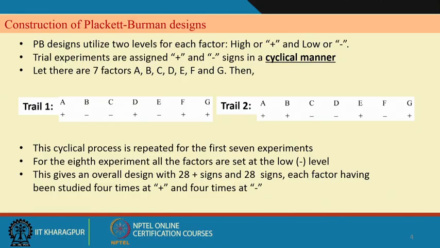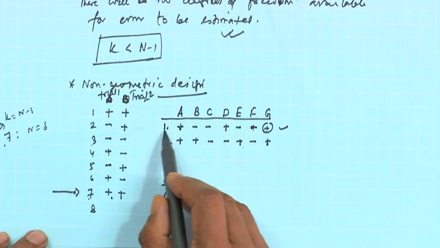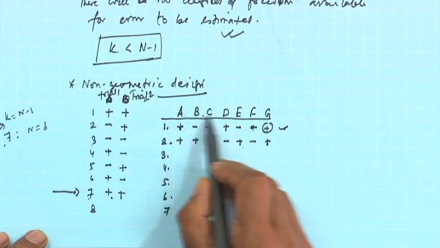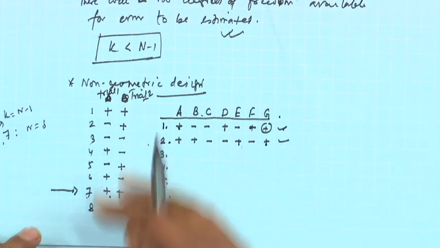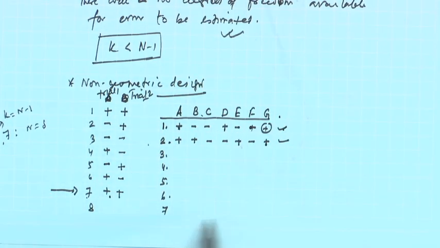As a result, what happened? I say this is my trial 1, this is my trial 2, then trial 3, trial 4, trial 5, 6, 7. You see that trial 1 started like this, A, B, C, D, E, F, G, and trial 2 like this. Then you complete this cycle order, and ultimately you complete up to 7.